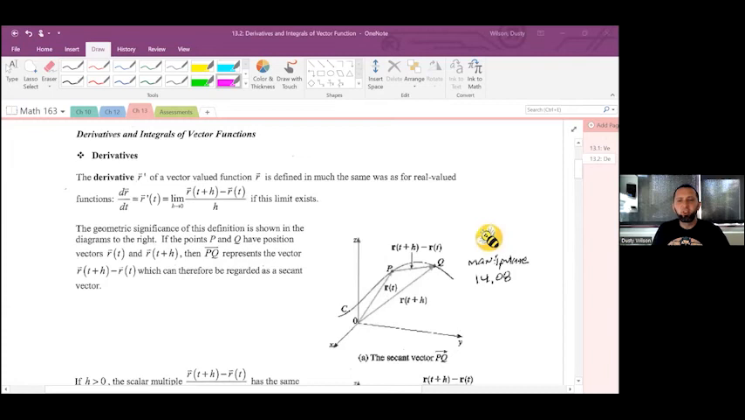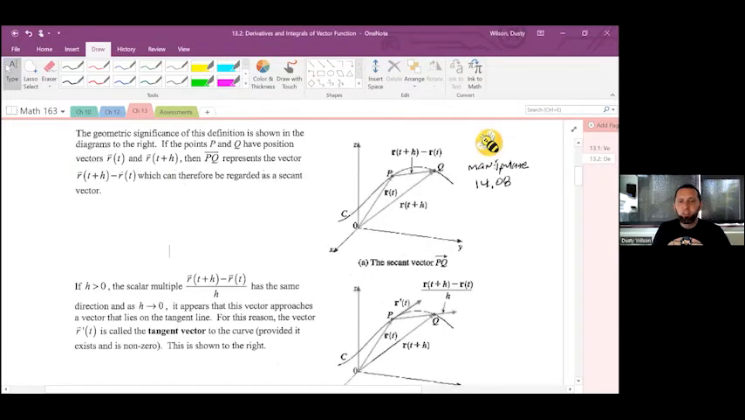Today we are going to talk about derivatives and integrals of vector-valued functions. Derivatives and integrals of vector functions. Derivatives. The derivative r prime of a vector-valued function r is defined in much the same way as it was for real-valued functions. dr dt equals r prime of t equals the limit as h approaches 0 of the quantity r of t plus h minus r of t all over h, provided this limit exists.